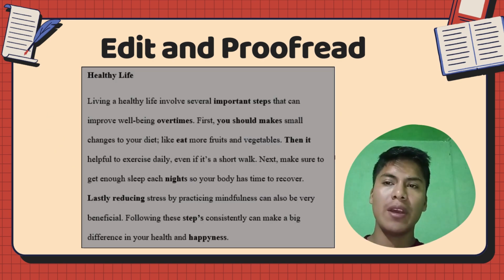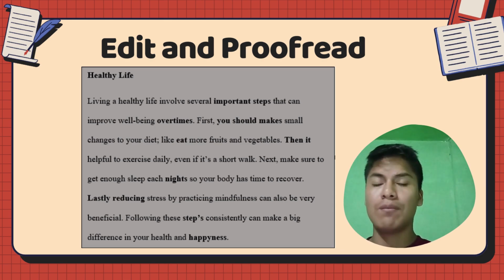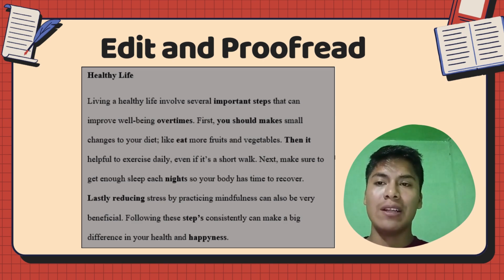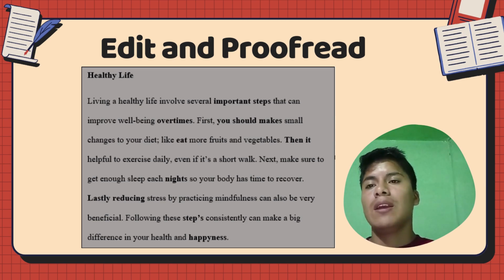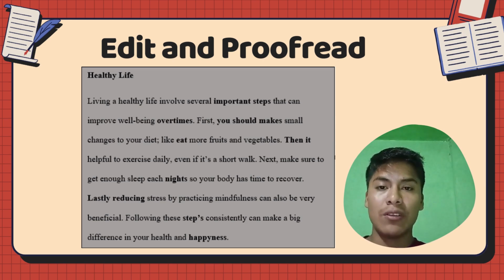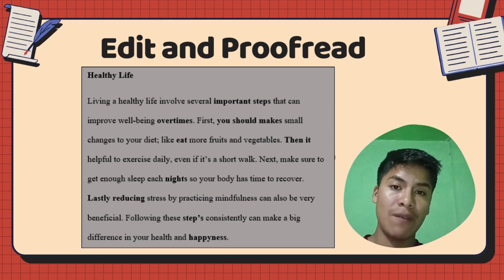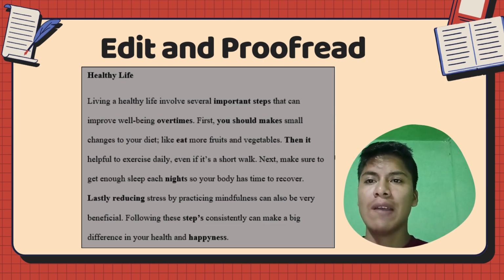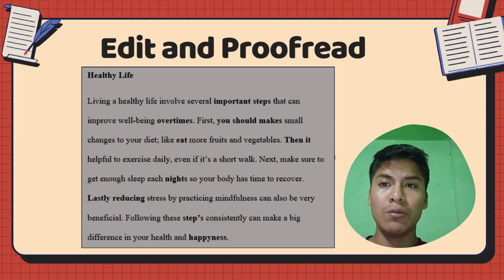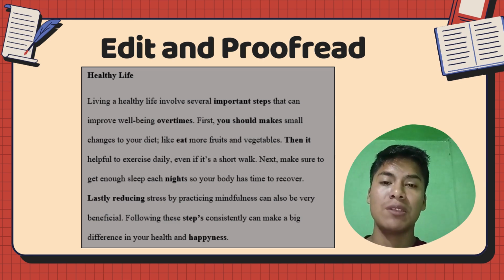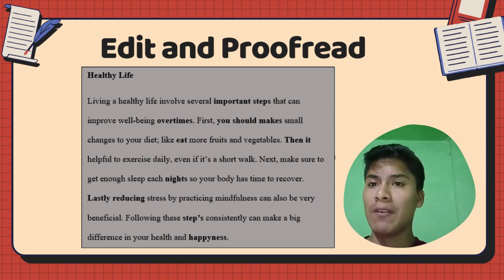Okay, here we have a good example of a draft, and I'm going to edit and proofread it. Okay, this draft is about a healthy life, and this is the first error because a title must always be in the middle. Okay, another error in the introduction because every paragraph must have an indent. Living a healthy life involves several important steps that can improve well-being over time. Here it's just over time, without S.